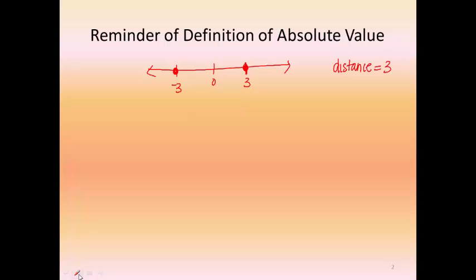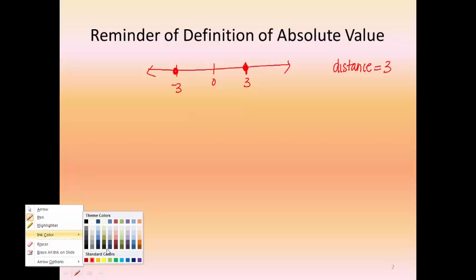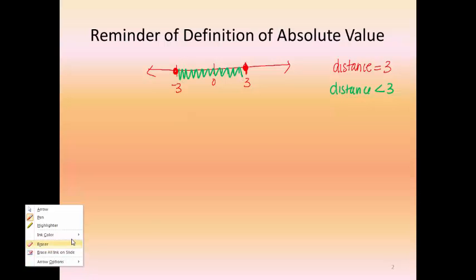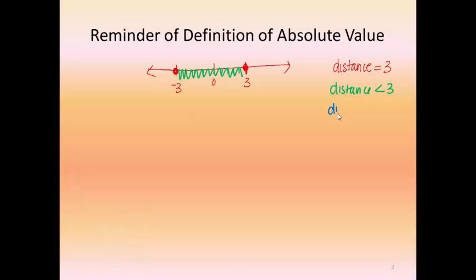But what if we were talking about a distance that was less than 3? How can I have a distance that is less than 3? Well, that would mean it would have to be closer to 0 than 3 spaces away. So we end up with this space in between. That is a distance that's smaller than 3, less than 3. Now if we talked about a distance that is greater than 3, that distance would have to be farther away from 0 than exactly 3 spaces. So those would be out here. This would be our distance greater than 3.